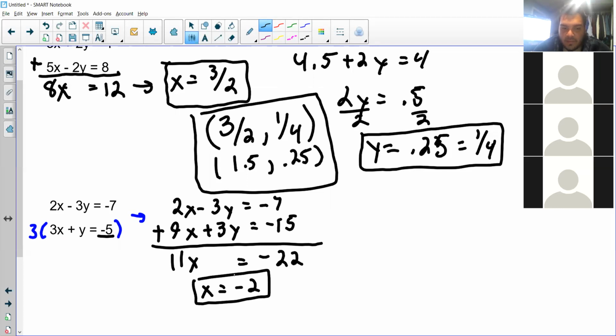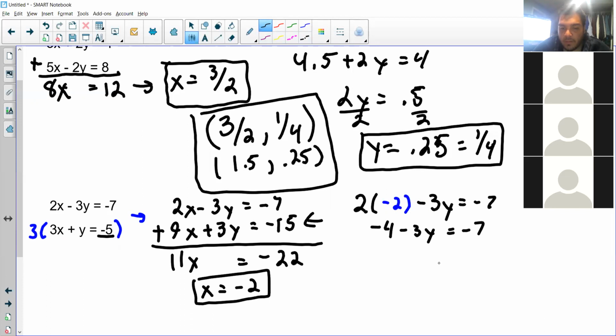Then we take the x equals -2 and plug it into one of our original equations. You can technically plug it into this multiplied out equation, but that's always going to be a little bit more work because you're dealing with bigger numbers. So just plug it into one of your original equations. I'll plug it into the top here. So 2 times that -2 that I found. Mr. Well, I did it. I'll wait till you're done. Yeah, -7. So then I get -4 minus 3y equals -7. Plus 4 on both sides, -3y equals -3, y equals 1.